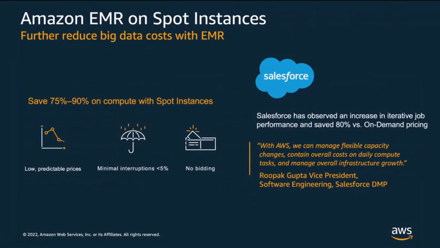There are two cases which we have for customers. Salesforce is saving up to 75% to 90% on compute with Spot instances. Some of the customers have recognized this, and Salesforce is one of them. They observed an increase in job performance and saved up to 80% versus on-demand pricing. So it's actually working for the customer, where due diligence is going on about which Spot instances can go with the workload.